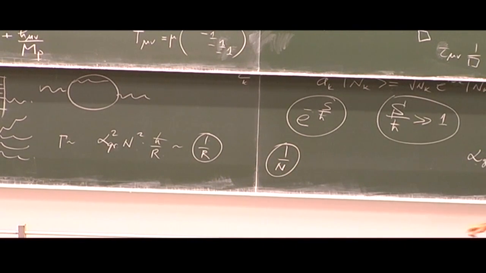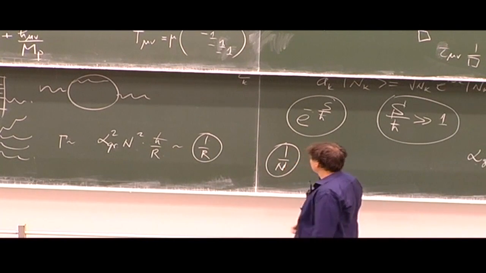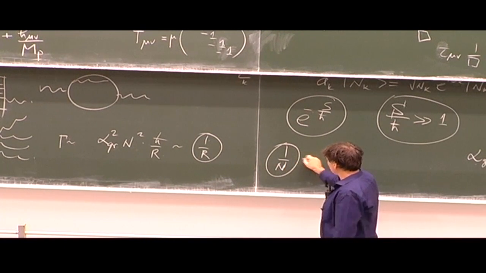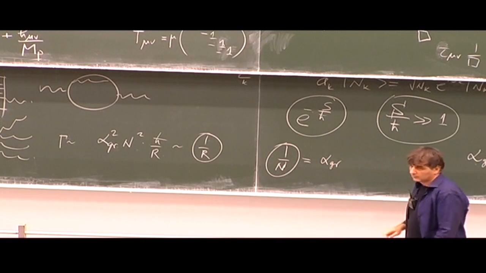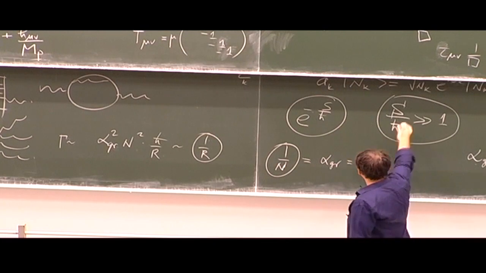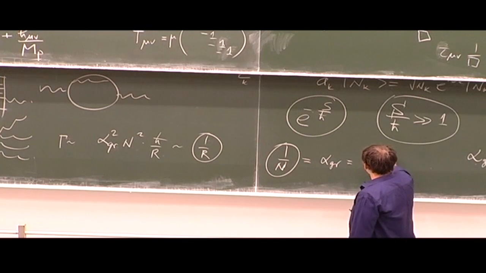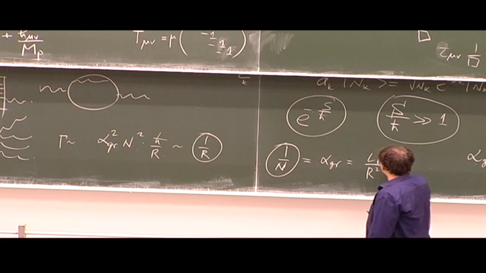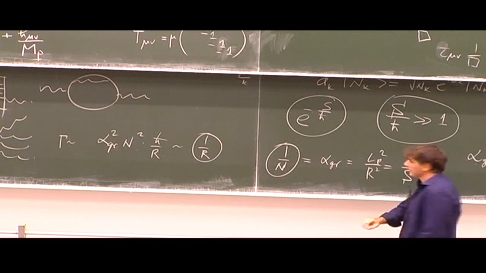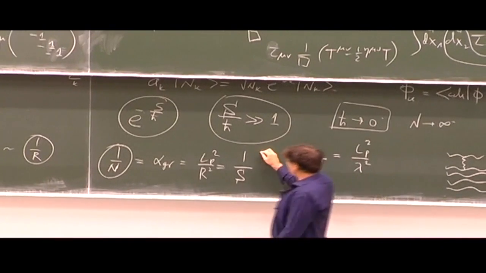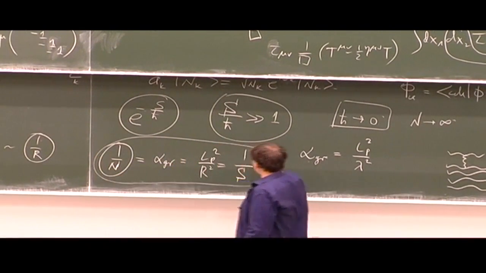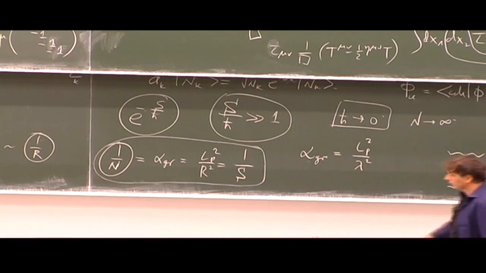Now notice that 1 over n, right? What is 1 over n? 1 over n is alpha, right? And what is it? This is L Planck squared over R squared. This is precisely 1 over the Bekenstein-Hawking entropy. So this picture immediately predicts this deviation from thermality.